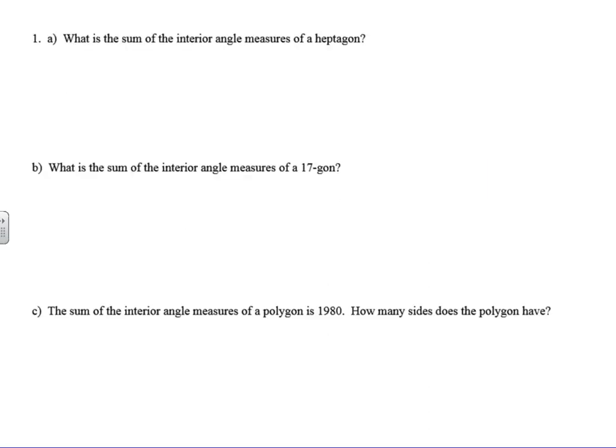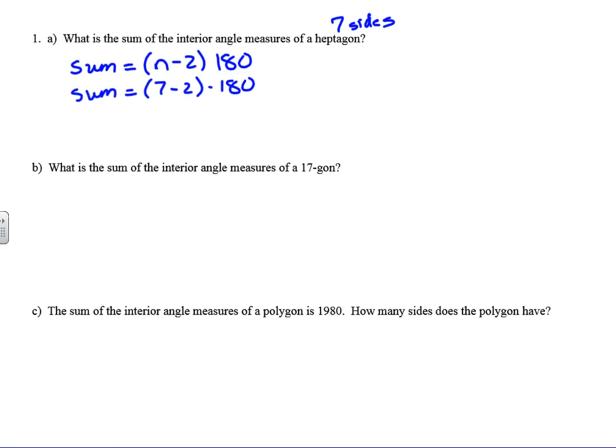All right, so what is the sum of the interior angles of a heptagon? Well, a heptagon has 7 sides. So here's our formula. The sum equals n minus 2 times 180. It's the sum of the interior angles. So 7 minus 2 times 180. So 5 times 180, which is, I believe, 900. Okay, so the sum for the heptagon is 900.